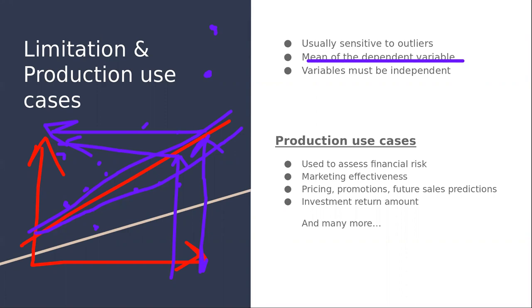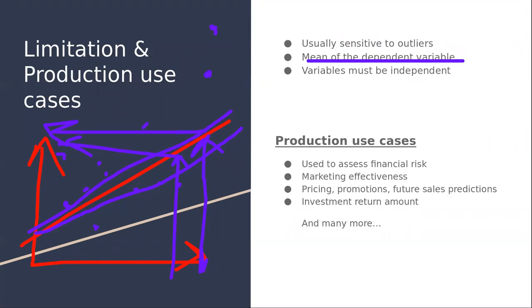Where do you use linear regression? It's used to assess financial risk, marketing effectiveness, pricing, promotions, future sales, and investment return amount. Those are pretty much the use cases. Usually the financial sector is all about linear regression.